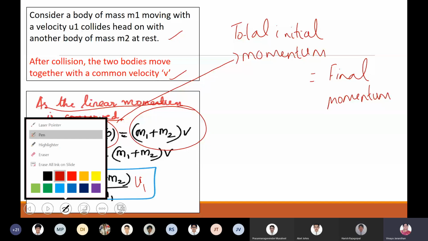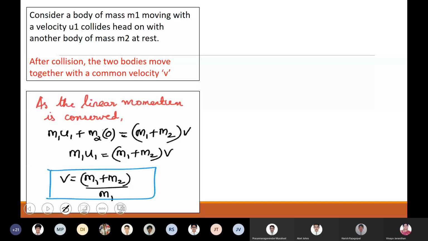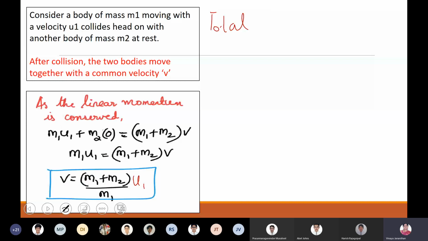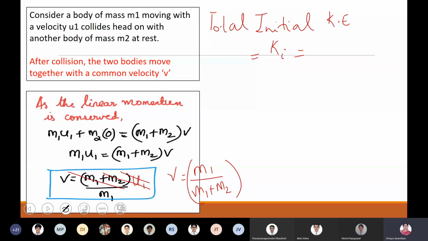Now, the next step is to find the total initial kinetic energy. For both the bodies, find their total initial kinetic energy. That is Ki. Is the expression correct, the last one? Shouldn't it be the reciprocal of it? Yes, I think so. Sorry. v is equal to m1 by m1 plus m2, into u1. Correct.